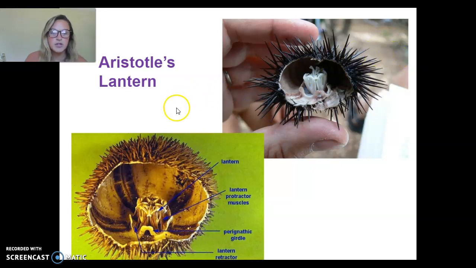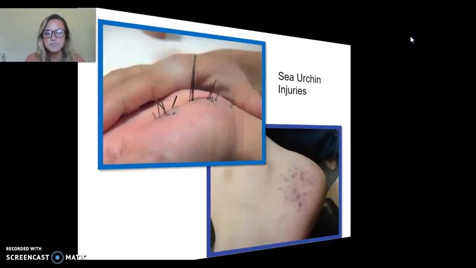All right, so here is a little image of what I was talking about, Aristotle's lantern. Both pictures are a cross section of the jaw and mouth structure of a sea urchin. If you were to flip a sea urchin over, you would see the mouth structure. And then to dissect it fully, you would see the mouth structure on the inside, called Aristotle's lantern.